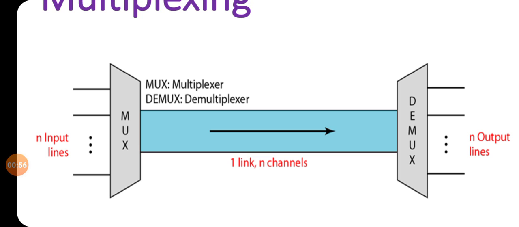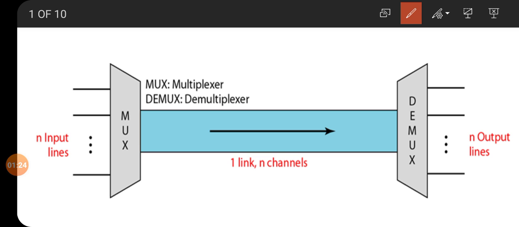Now let us study the definition with the help of the diagram on screen. Here, MUX represents the multiplexer and DEMUX represents the demultiplexer. For the multiplexer there are n input lines, that means n signals, multiple signals. These n signals we combine using the multiplexer, and then we transmit the combined signal as a single signal through a common channel. One link means one common channel.